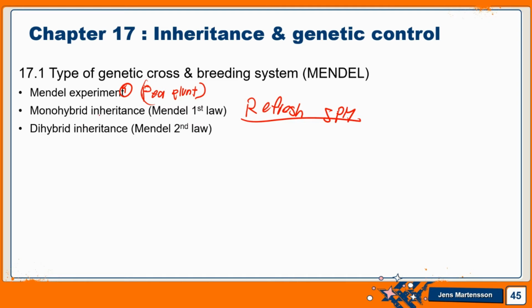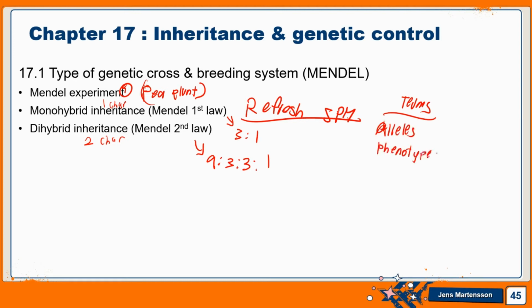Monohybrid inheritance involves one characteristic only. Then dihybrid has two characteristics, right? And finally you give the ratio. One characteristic gives a 3:1 ratio, and this one will give a 9:3:3:1 ratio, right? And also before that you have to know the terms of genetics, including alleles. What is an allele? Phenotype. What is phenotype? What is genotype?